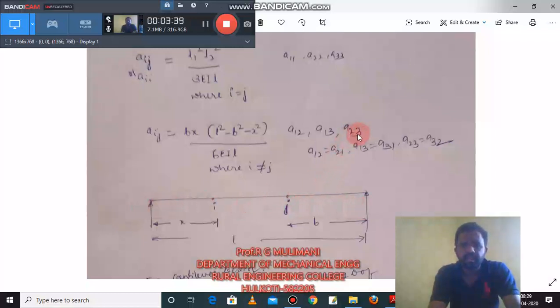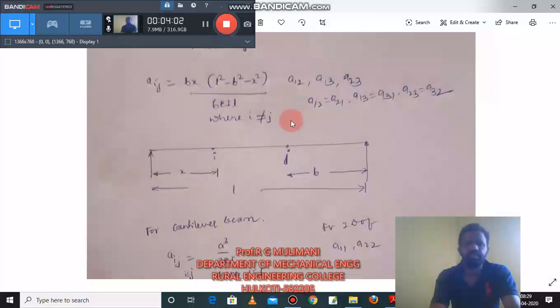Similarly, for A23, the position of the mass 2 with respect to the left support, that is x. The position of the mass 3 with respect to the right support, that is b. Okay, what I said, just carefully observe, and you will get to know how to find the influence coefficients for the beam problems. Similarly, you find all the influence coefficients using the formulas.